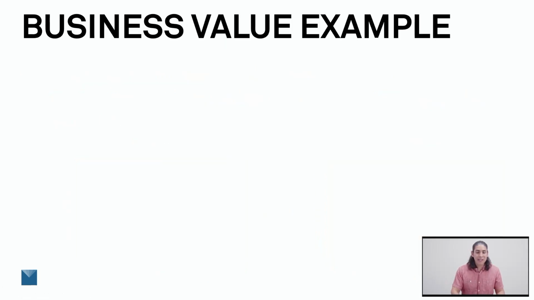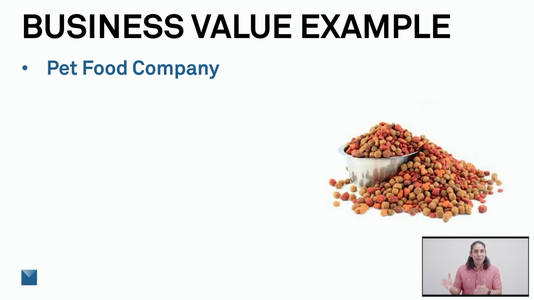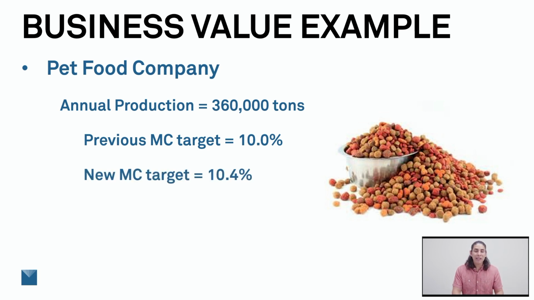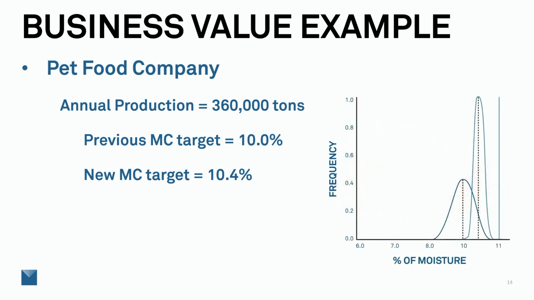So let's look at an example of the type of business impact that this can have. This example is with a pet food company that we're working with here in the States, and they have a really big annual production. Now, their previous moisture content target was about 10%, but by using an isotherm for their product, we were able to show this company that they could actually be producing at 10.4%. So here's what that looks like graphically, going from 10% to 10.4%, and then reducing the variation in production.